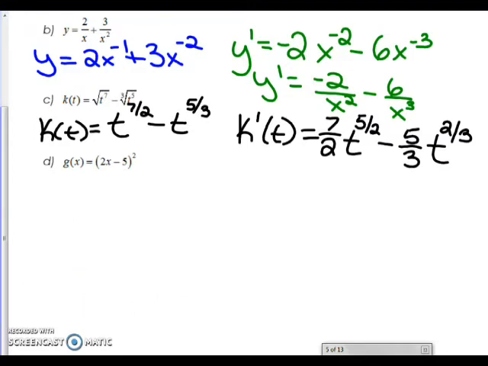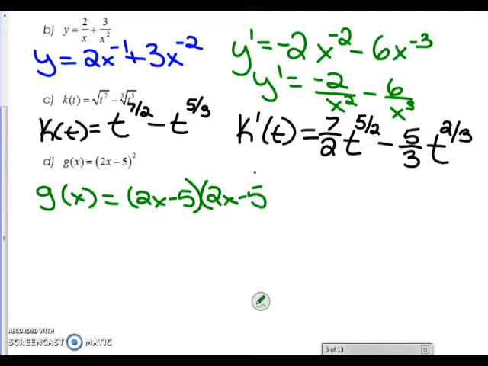All right. And the last one here is D. So we have g of x is 2x minus 5 quantity squared. So those of you that already know the chain rule, you don't know the chain rule yet, so erase it from your mind till next class, okay? So if this is what you had, how would you guys do this now? Well, right now you'd say this is equivalent. Oops, sorry, that doesn't look like a very nice X. Okay? You'd say this is the same thing as 2x minus 5 multiplied by 2x minus 5.